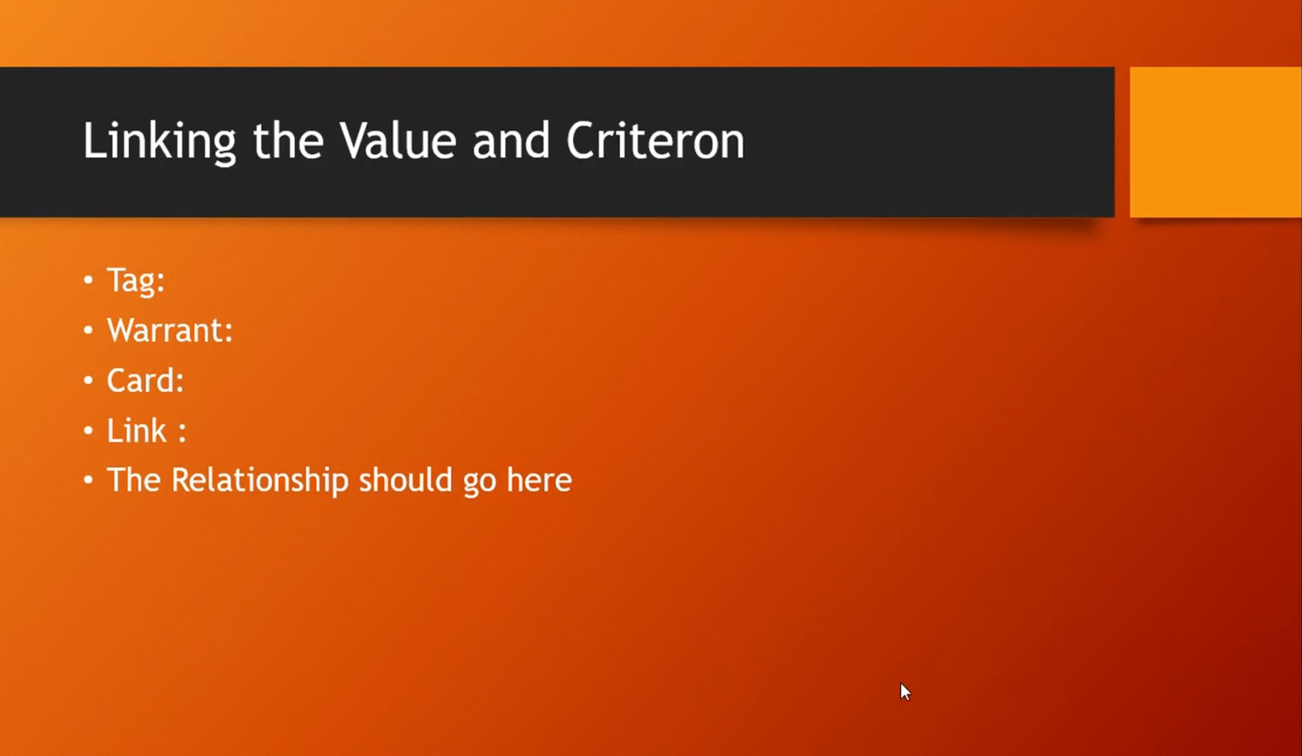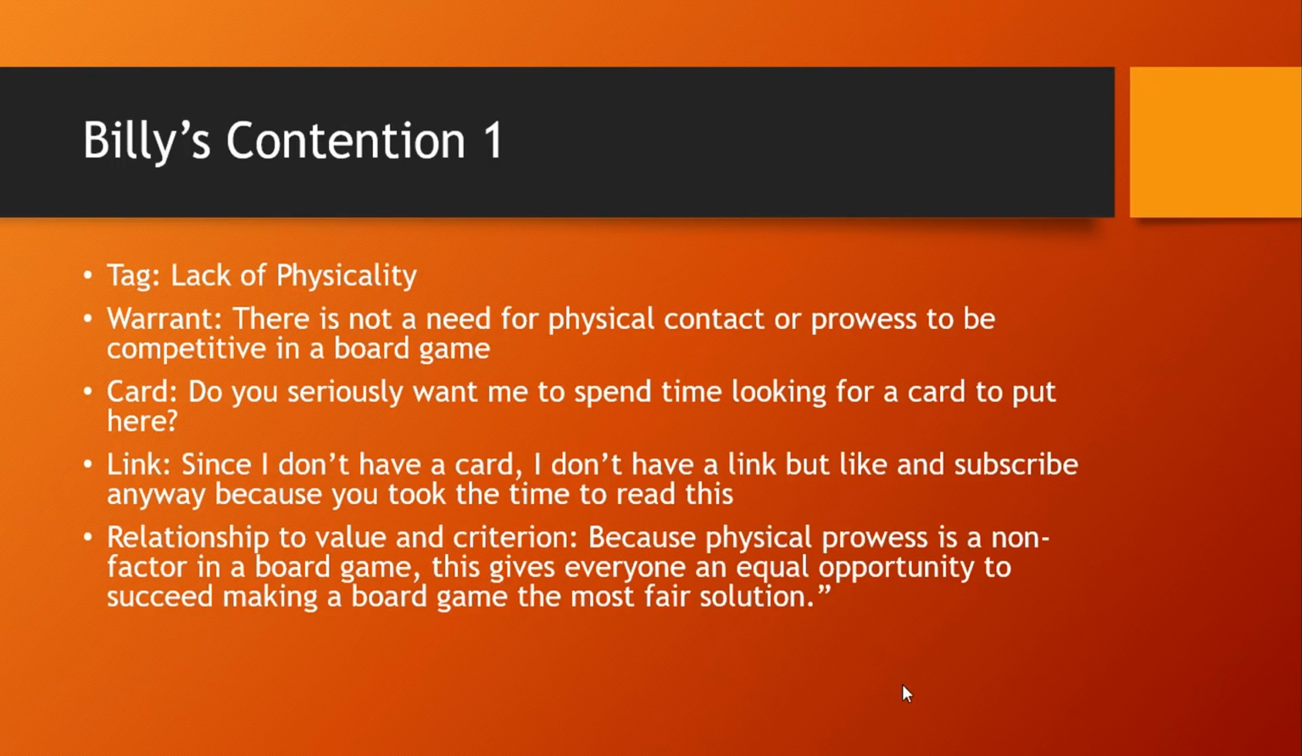All right, so let's go into an example of what Billy would use. His tag would be along the lines of lack of physicality. Ignore the middle part right there. At the end, when he tries to relate it to his value criterion, his value of fairness and his criterion of equality of opportunity, he would say something along the lines of: because physical prowess is a non-factor in board games, this gives everyone an equal opportunity to succeed, making a board game the more fair solution than any other sort of game to be played.